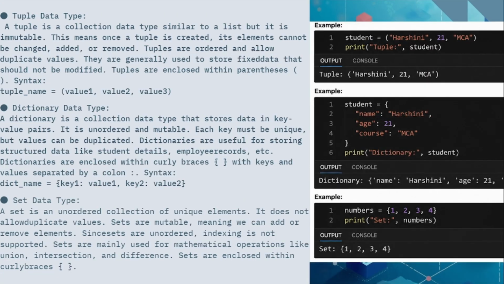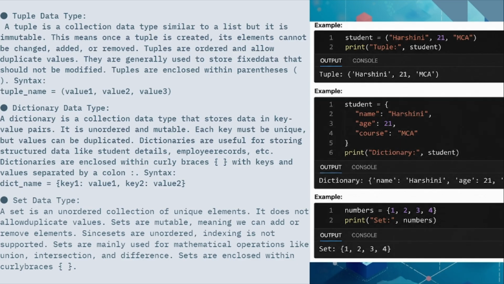Next, tuple data type. A tuple is a collection data type similar to a list, but it is immutable. Tuple is also a type of data type. It is similar to a list, but one difference is that a list is mutable. You can change the values of a list. Like in a list, you can assign list of 0 is equal to a, list of 1 is equal to b, you can change them. But in tuples, it is immutable. Once you have declared a tuple, you can't change the value, not even using indexing. This means once a tuple is created, its elements cannot be changed, added, or removed.